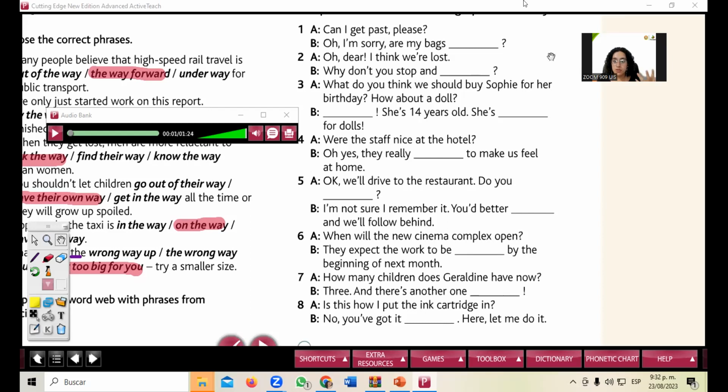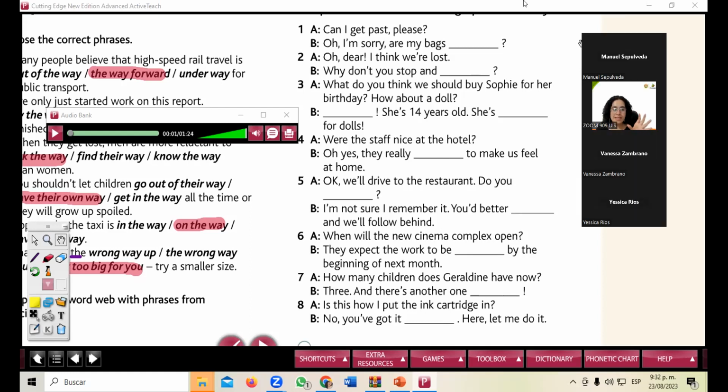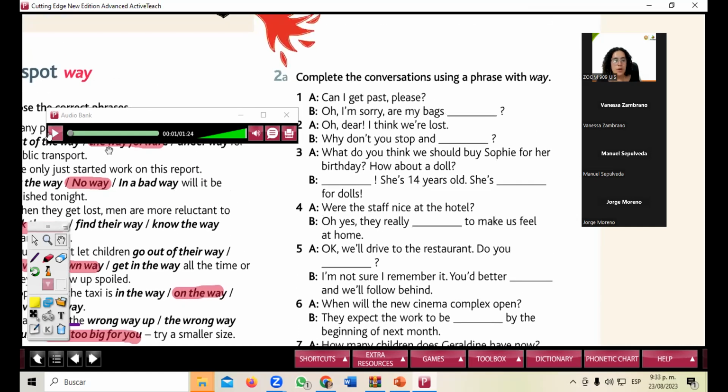So the construction is underway, or the class is underway. So they have different meanings. On the way is en camino, okay? Diferente a en progreso. Underway is in progress, something that is happening already, okay? That is the main difference between the two. On the way versus underway. All right, let's listen, pay attention to the answers one more time.